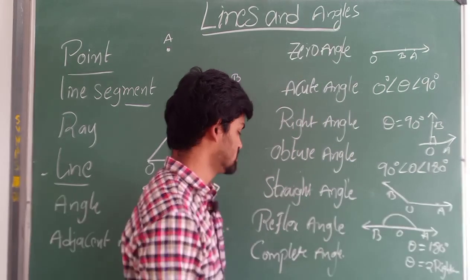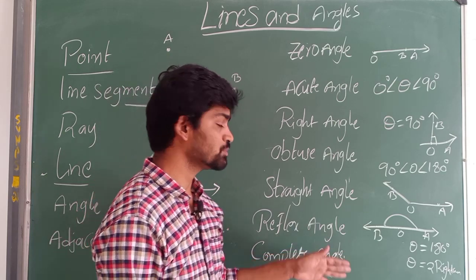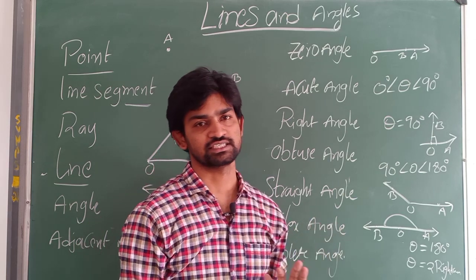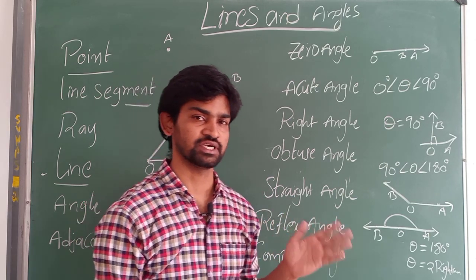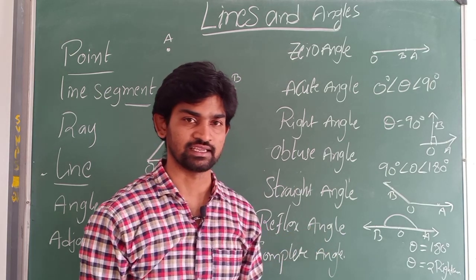Two right angles. Next, reflex angle. A reflex angle is a measure which should lie in between 180 and 360 degrees. An angle which lies in between 180 and 360 degrees is called a reflex angle.